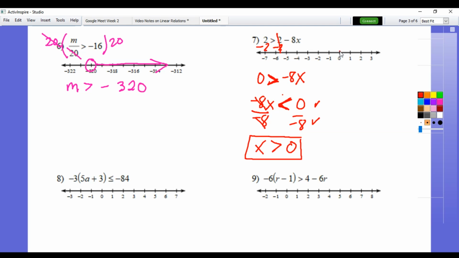So 0 is right here, open, pointing to the right. Boom.